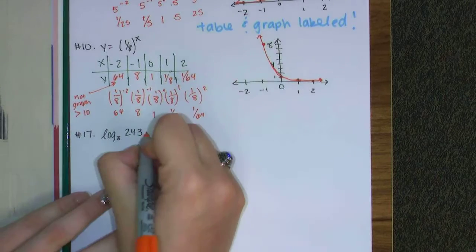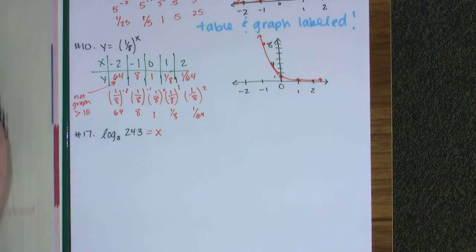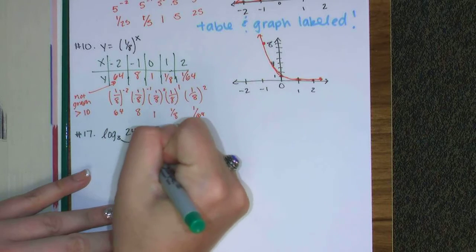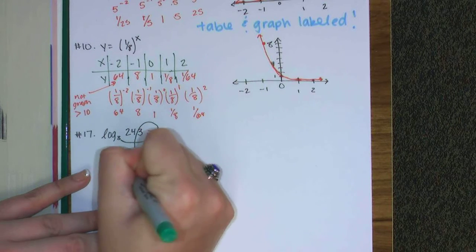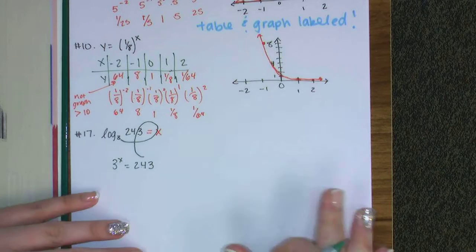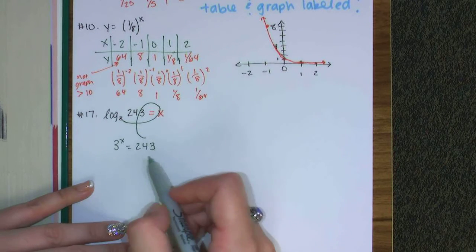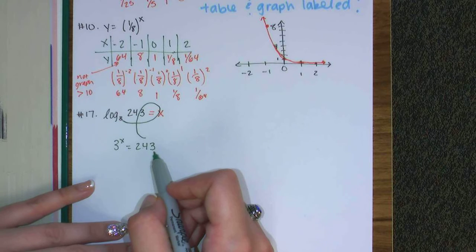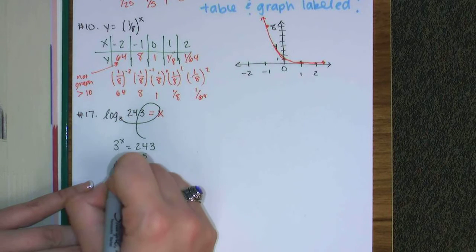We say they're equal to x because we want to know what they're equal to. So then, we're going from log to exponential. So that means I make an e. 3 to the x is equal to 243. So I want to know 3 raised to what is equal to 243. So I can rewrite 243 as 3 to the 5th, which is equal to 3 to the x.